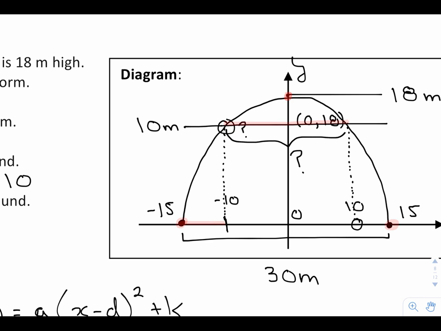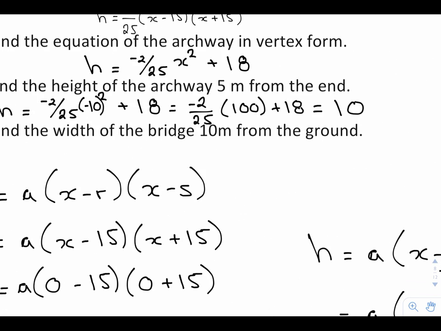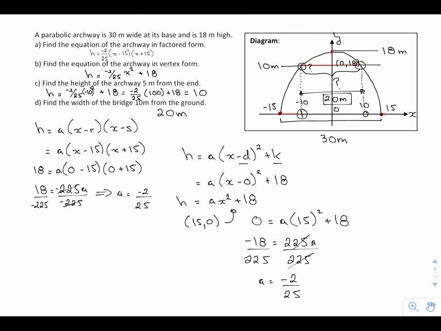I found the value of negative 10 is where it's going to be a height of 10. And I know by symmetry that the height is also going to occur at 10. So the distance between these two, well, just go 10 minus negative 10 is 20 meters. And that is the width of our archway, 10 meters above the ground. So to answer this last part, we can just put 20 meters over here, and we are done.